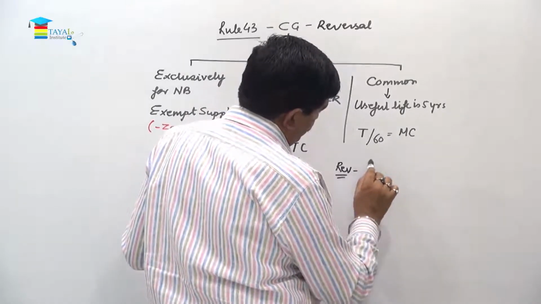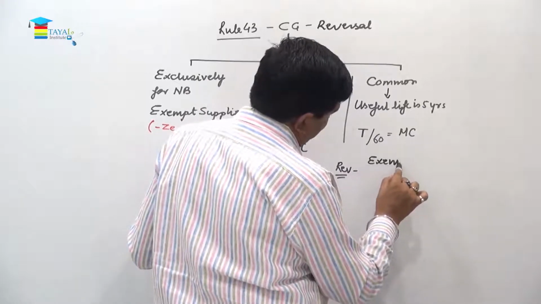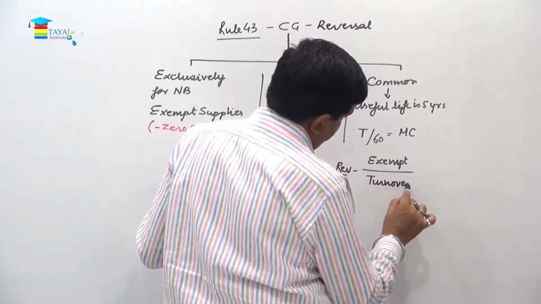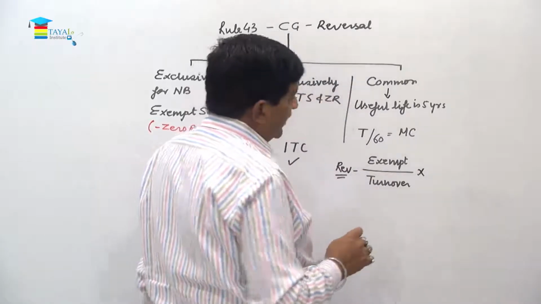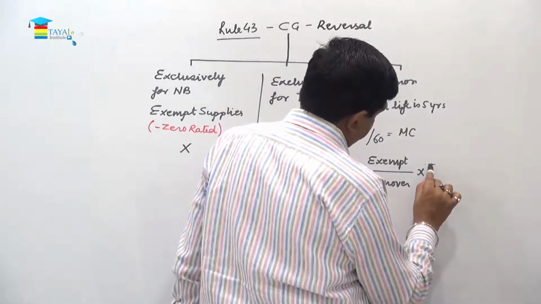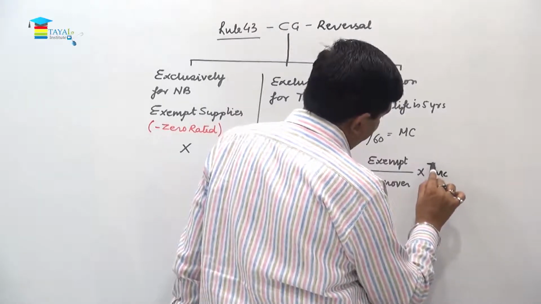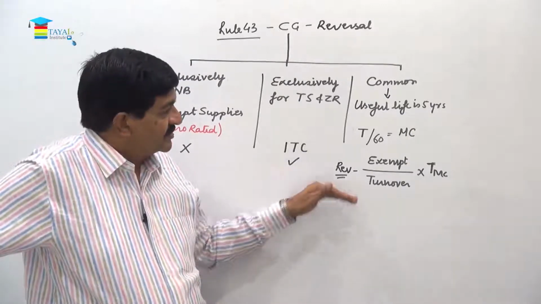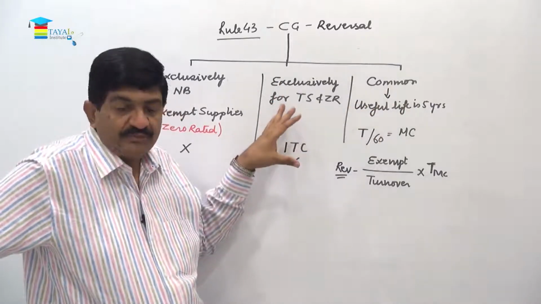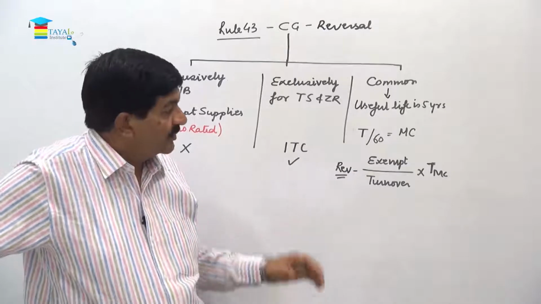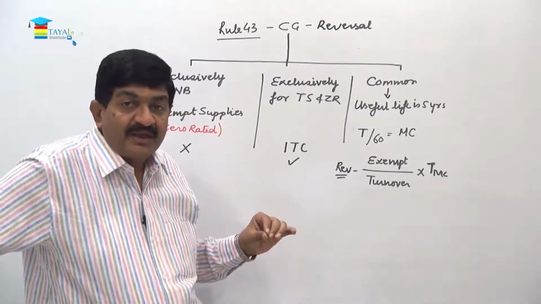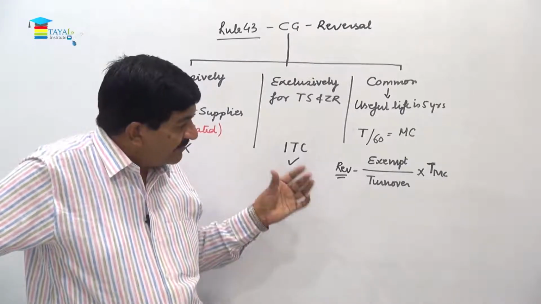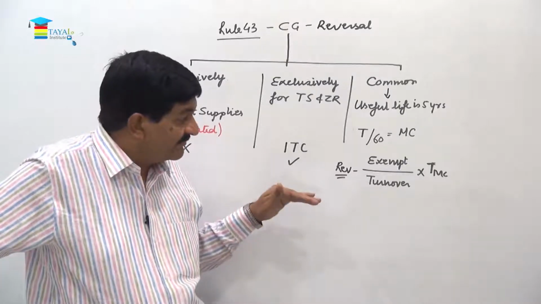Reversal will be equal to exempt supplies minus turnover divided by, or rather multiplied by, tax amount. Rather, I can call it TMC, that is monthly. So in this calculation, the reversal will have to be done on a monthly basis. So here the useful life is taken as 5 years. So useful life of the capital goods will be taken as 5 years and credit will be given on a monthly basis. And for every month we have to make a reversal, and reversal will be calculated this way.